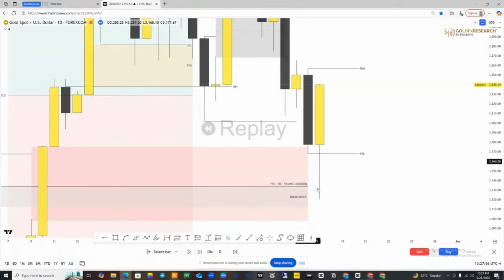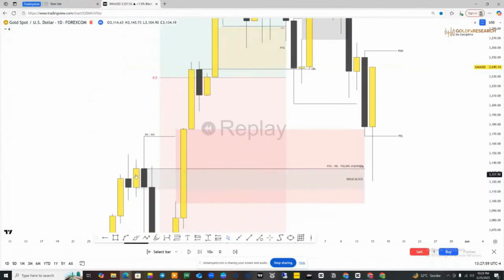The market tapped it, and after tapping, see how the unicorn model is working. It's tapped exactly at 50% of the breaker block. After tapping, look at the huge reaction. The market showed such a big reaction and so much confirmation.